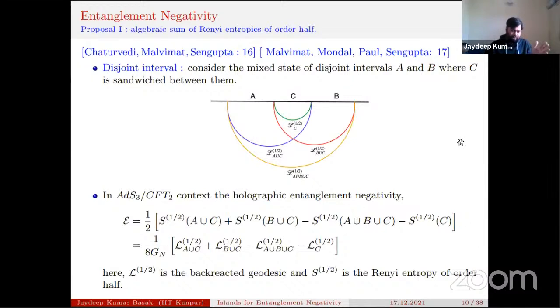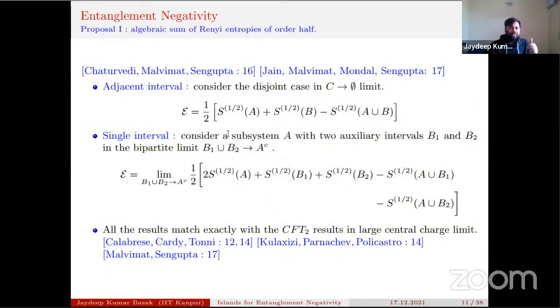Now when we have the answer for disjoint intervals, we can also take C to be very, very small. In that case, what we will get is the adjacent interval result. By taking that, we come here, and we can also write that negativity is half of the mutual information of order half. So that is another outcome of this result.